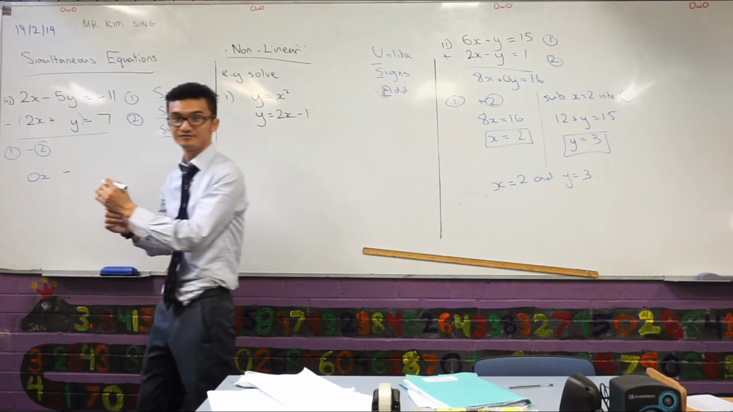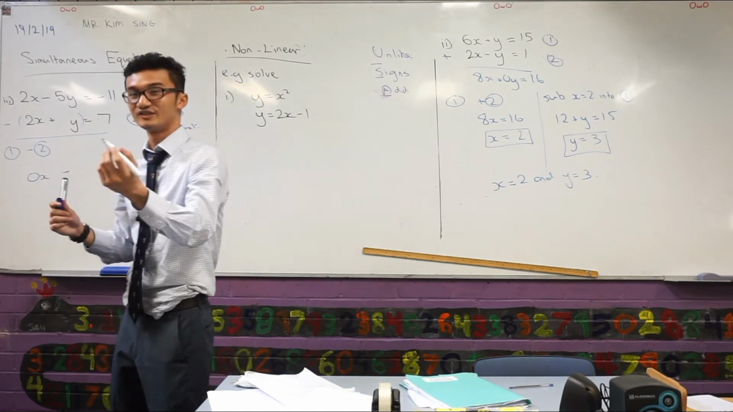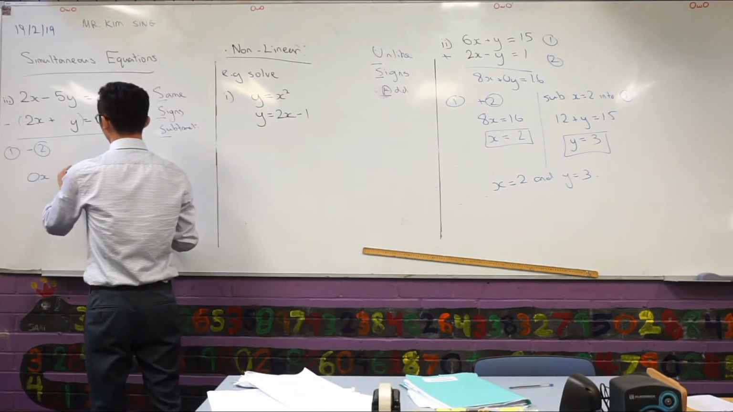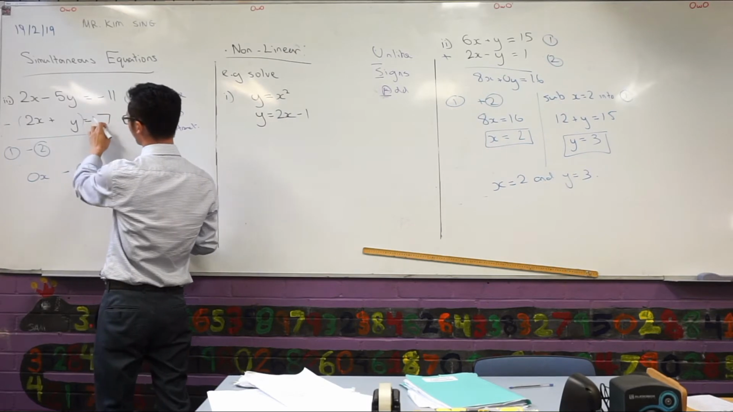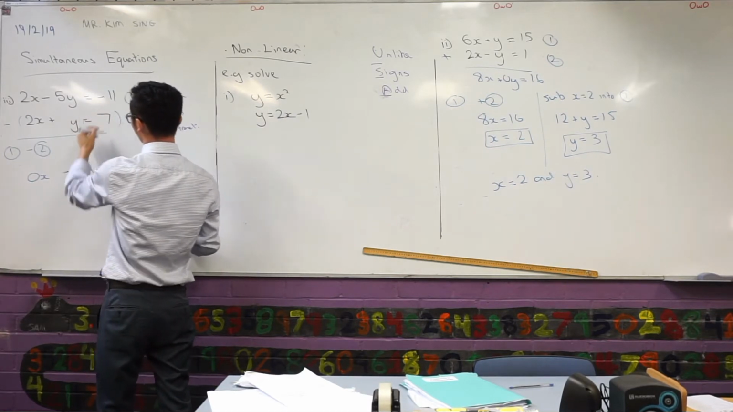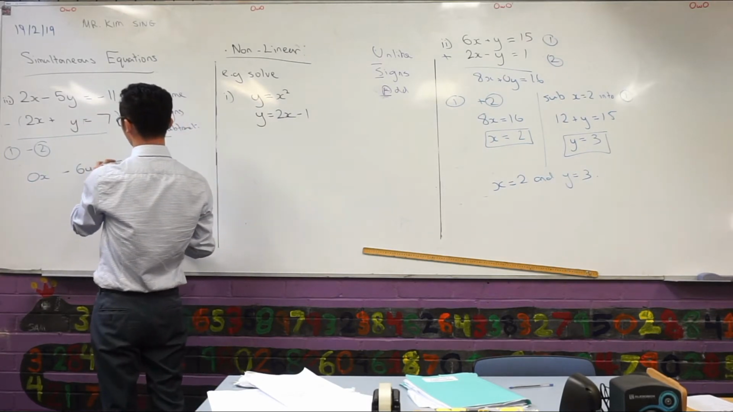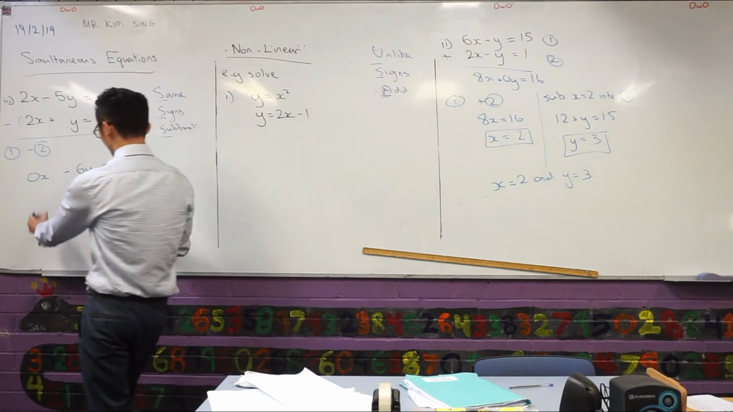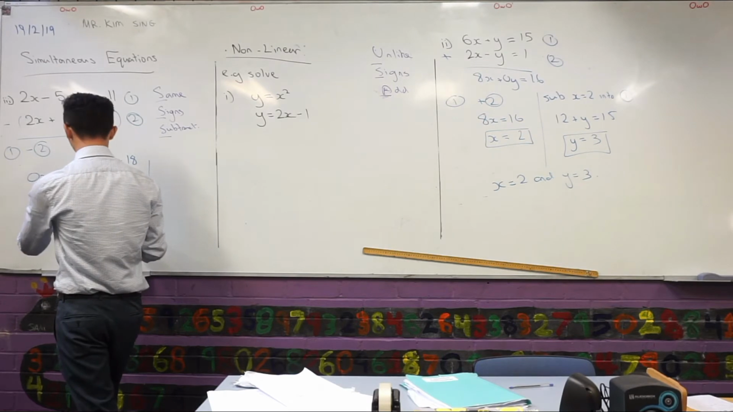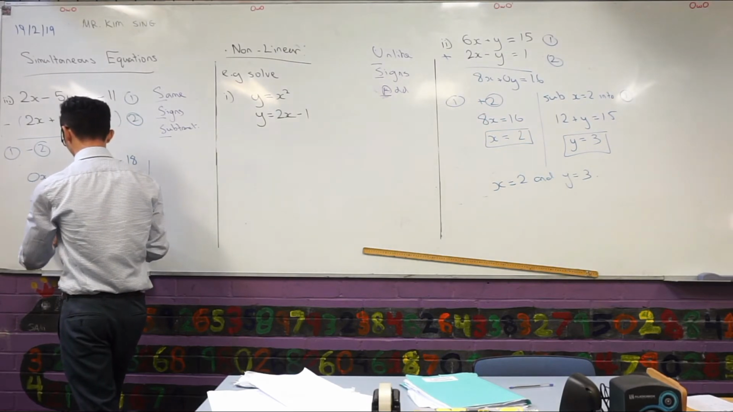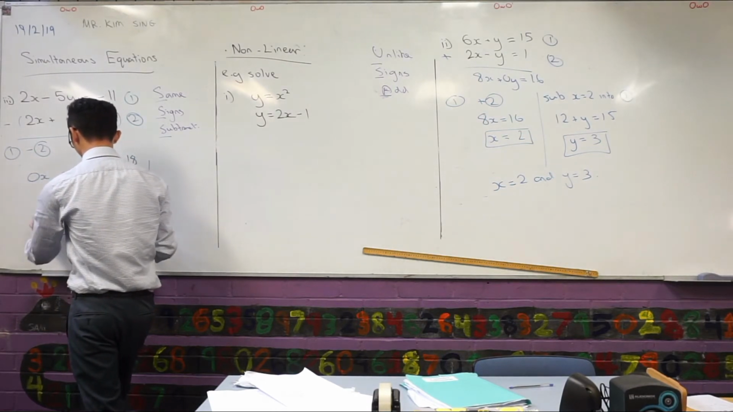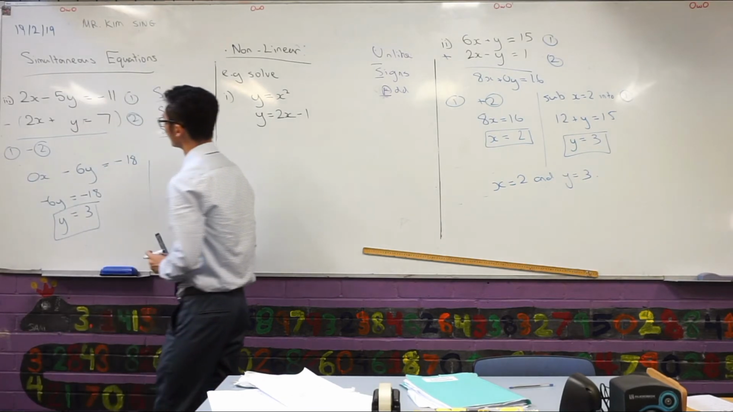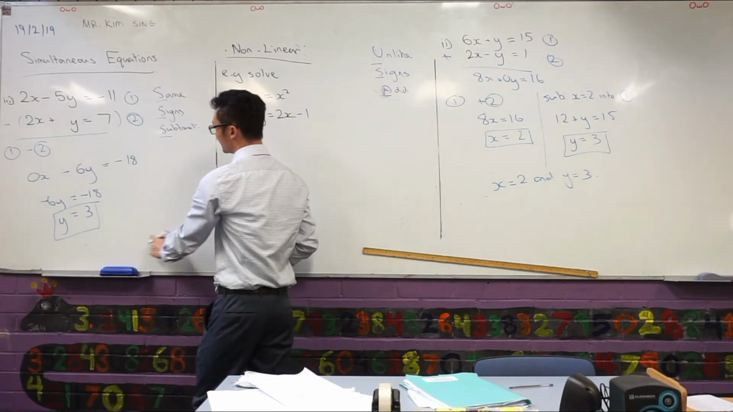What did you get, Sam? Negative 6y, yep. And then here again, I've got negative 11. This whole thing really should be minus, so minus 7. That's negative 18. So then I've got negative 6y is equal to negative 18. And so y is equal to 3. Divide both sides by negative 6. And we can also sub it back in.